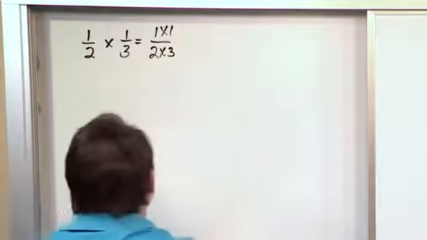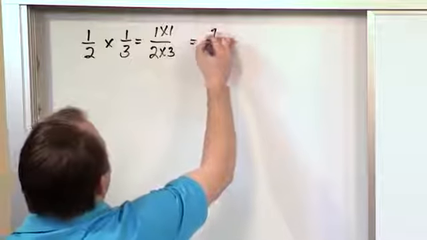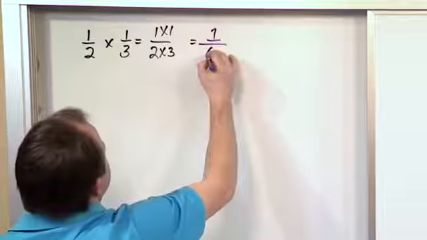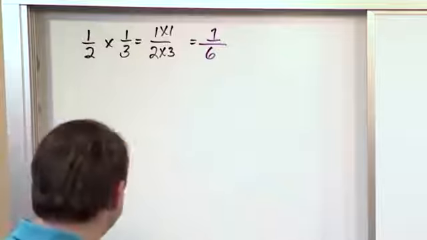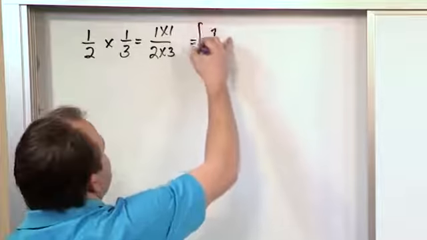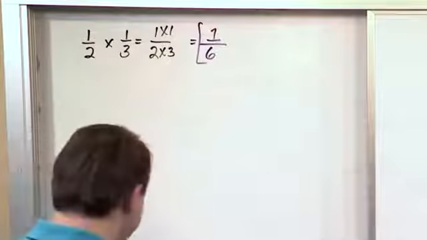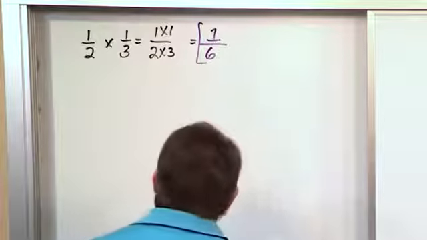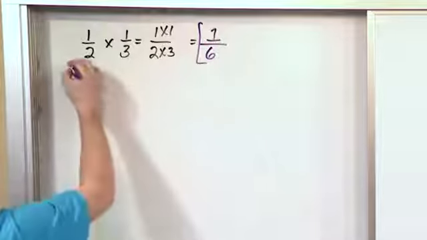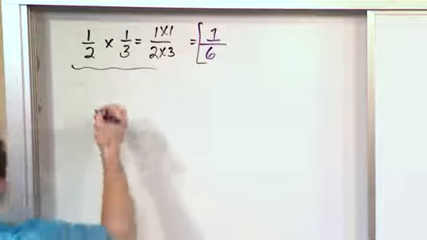All right, so at the end of the day, 1 times 1 is 1, 2 times 3 is 6. And you look at this and say, can I simplify this anymore? And I cannot, because I cannot divide top and bottom by something to make it any simpler. So multiplying fractions is actually easier than adding them, in my opinion.